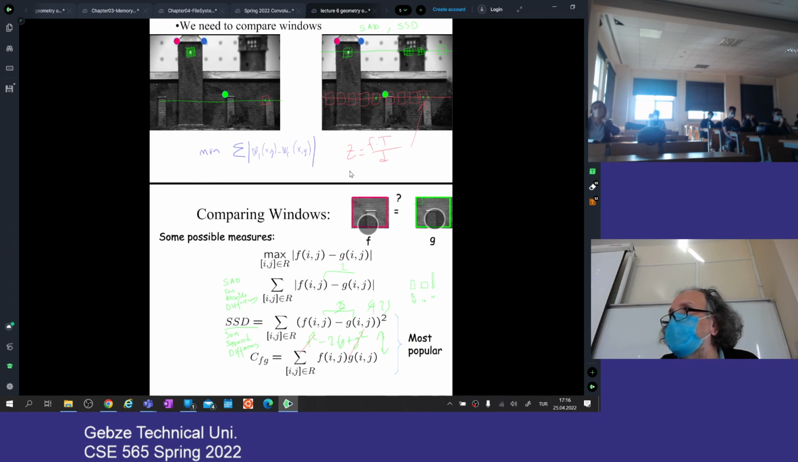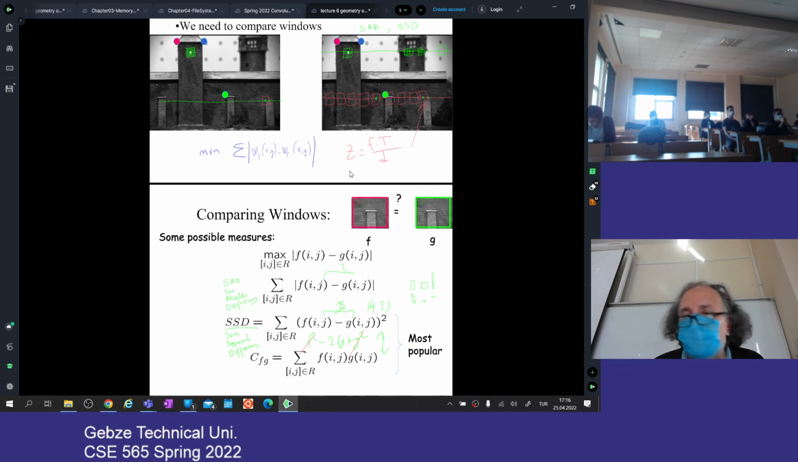Okay? So if I make my window very small, like a 1 pixel wide window, well, you could do that, but that's not a good idea. Why? Because there will be many similar pixels in the other image. What are you looking for? A pixel of value 255? Well, there are many of them in the other image. So looking for a window that is most similar is a good idea.